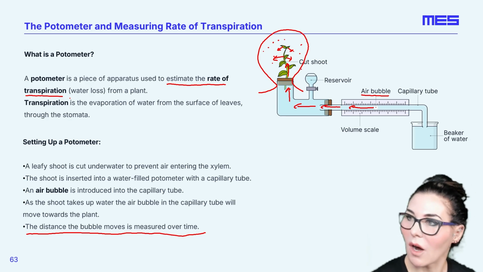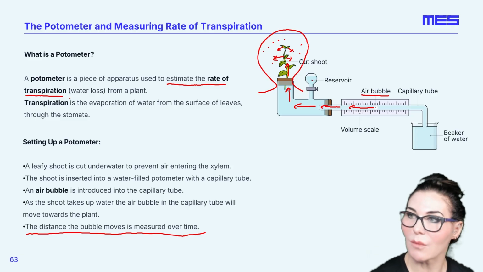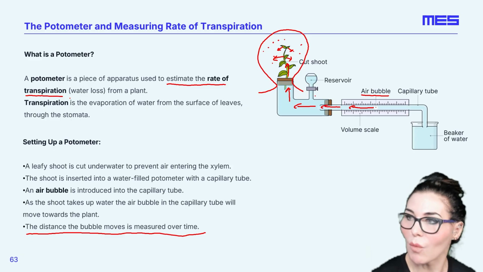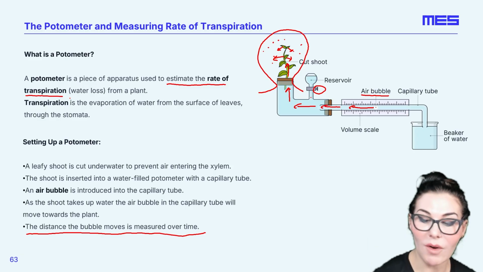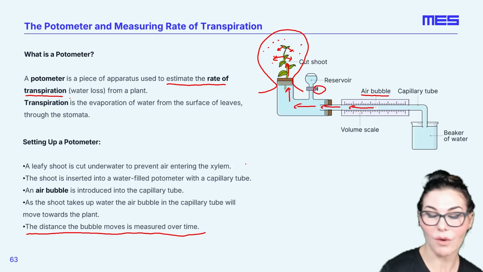The reservoir is there to reset the equipment. So what you might do is you might say to yourself, right, I want to repeat the experiment to see if I get the same result. You want to push the bubble back again to the start. So you open this little tap on the reservoir and the water flows down and it pushes the bubble back and you can start your experiment again.